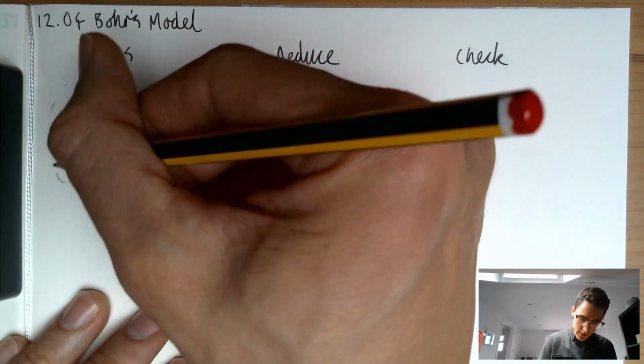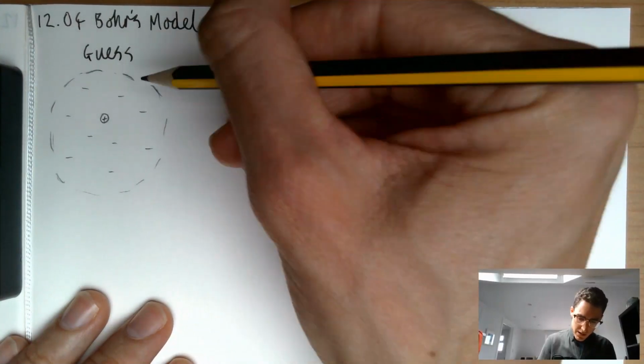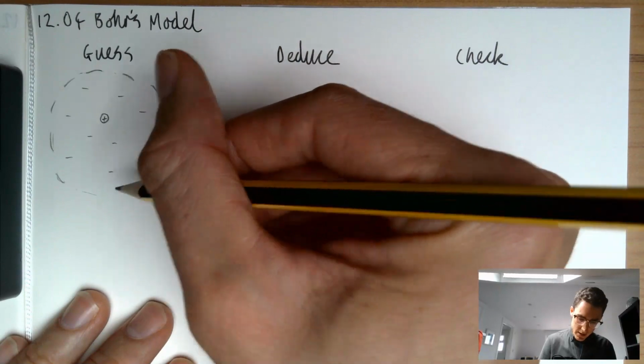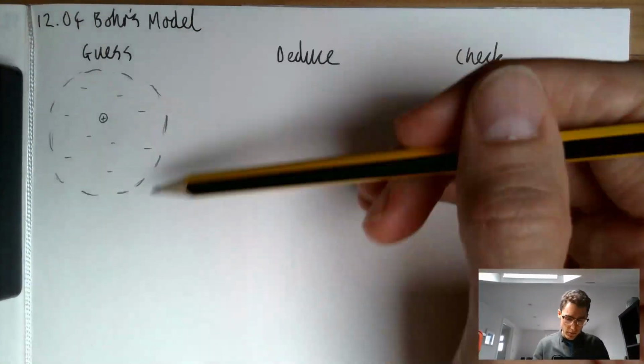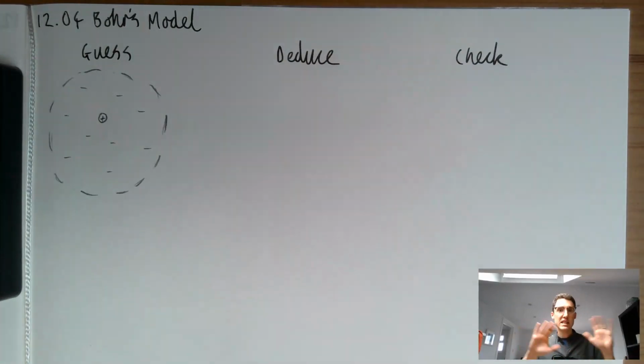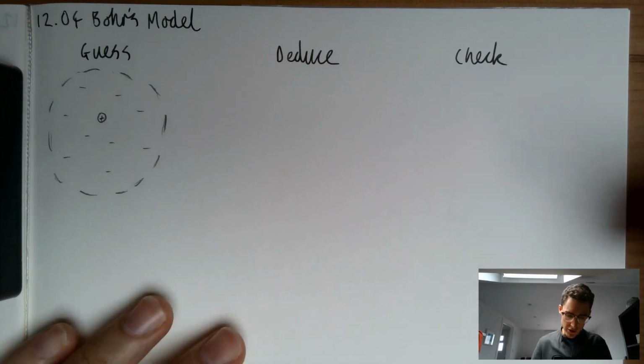Not a ball, sorry, I'm confusing myself with the plum pudding model. But the very dense nucleus in the center of the atom, which is small and has a positive charge. And then these electrons kind of scattered around outside. Now, if that model was true, then this could help us understand what's going on when we make observations from outer space.